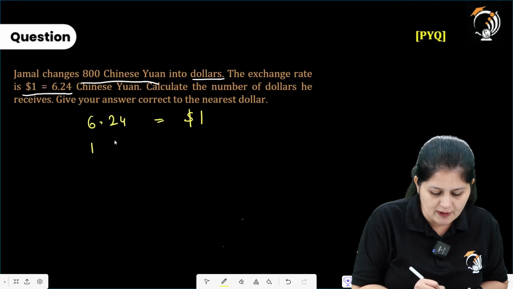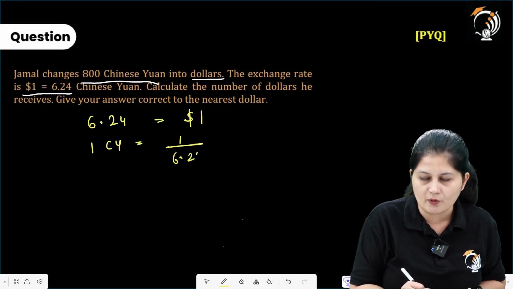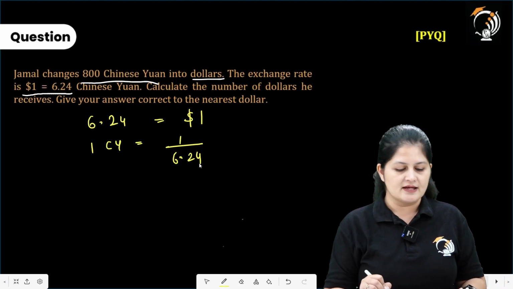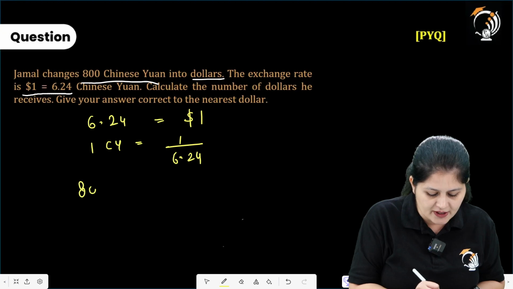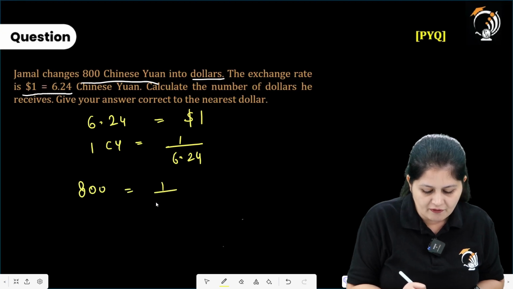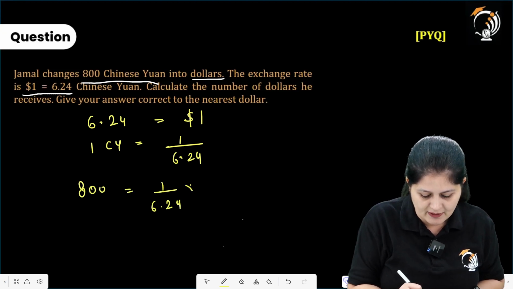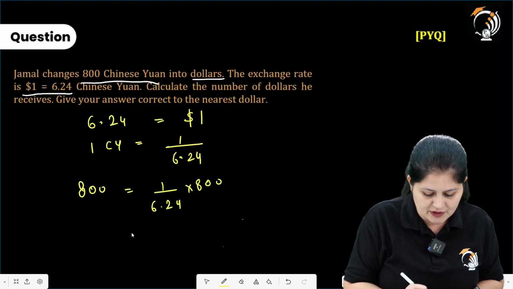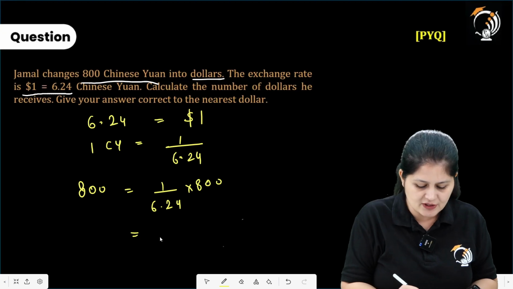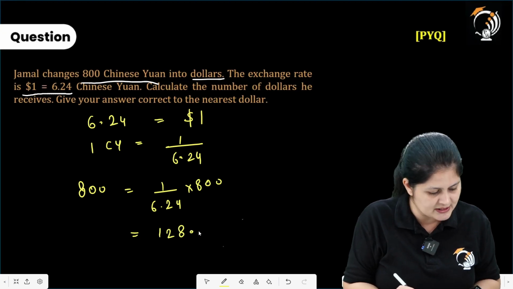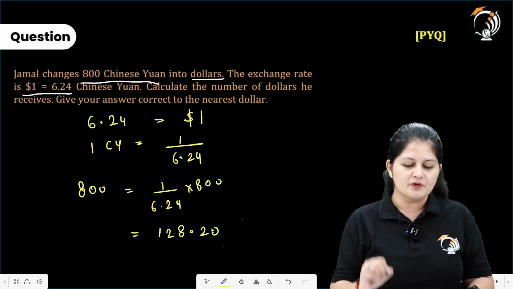Right, so 1 Chinese yuan is going to be equal to 1 over 6.24 dollars. So if we need to convert 800 Chinese yuan, that is going to be 1 over 6.24 multiplied with 800. So let's do the calculation here. What are we getting? So we are getting this as $128.20.